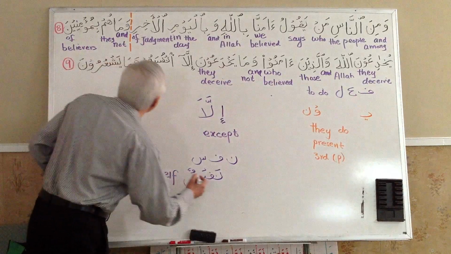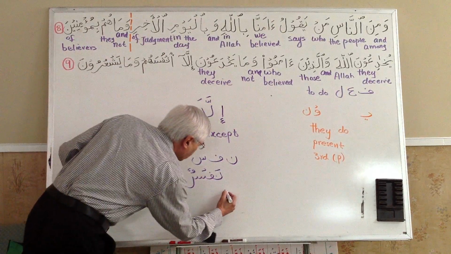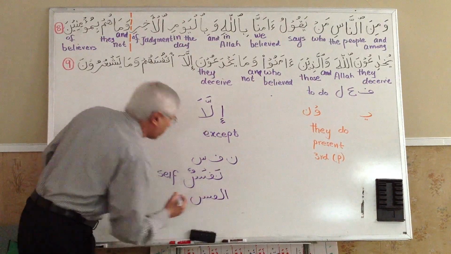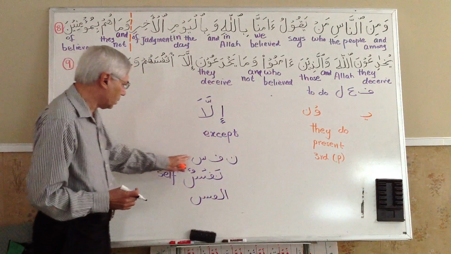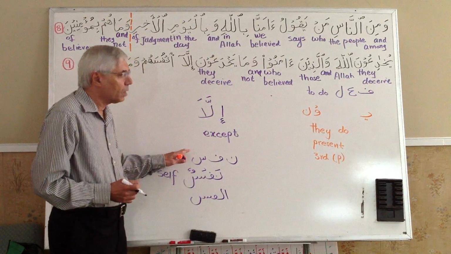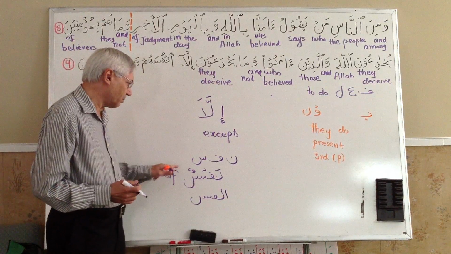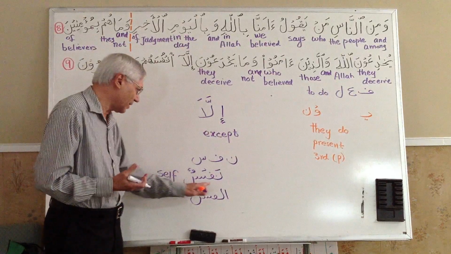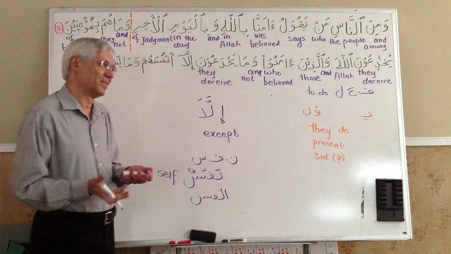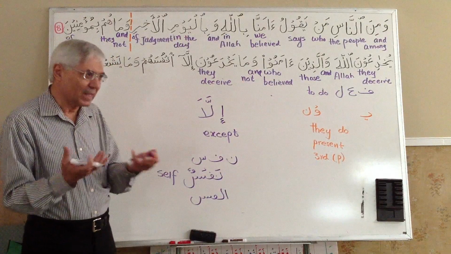Okay? Its plural is anfusun. What is the root word for nafasa? Noon, fa, seen root letters. Okay. Does it have a meaning? Sometimes the meaning will not come out very clear unless you make this. You can say to be self.